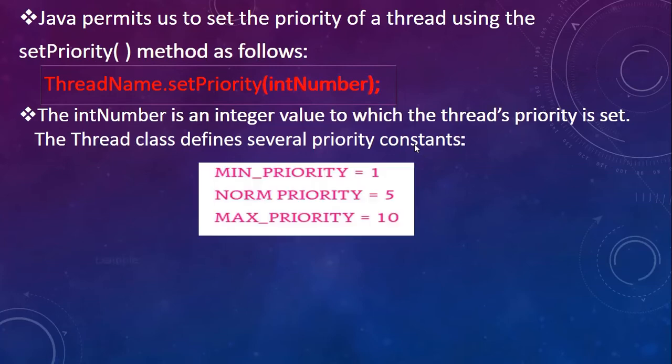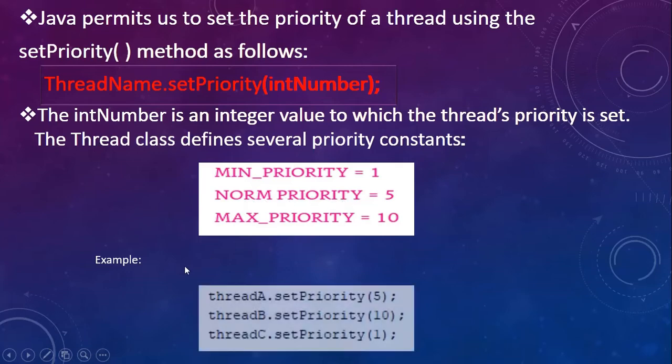Which are the constants? You have a constant called MIN_PRIORITY, which represents 1. So the integer value 1 is basically the minimum priority. Then there is another constant called NORM_PRIORITY. 5 happens to be the normal priority, and MAX_PRIORITY, number 10, happens to be the maximum priority. So 1 means minimum priority, 10 means maximum priority, and 5 is the normal priority. You can directly make use of these constants. Notice that here it should be NORM_PRIORITY.